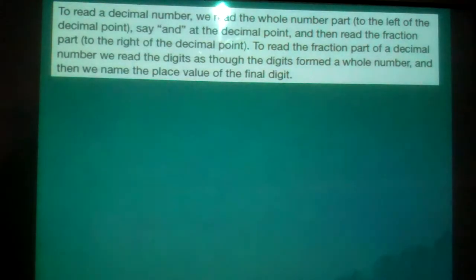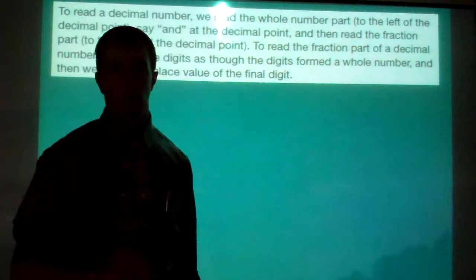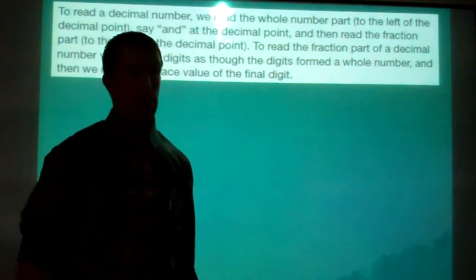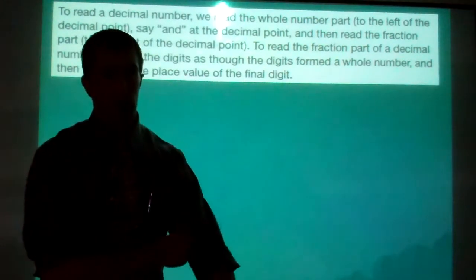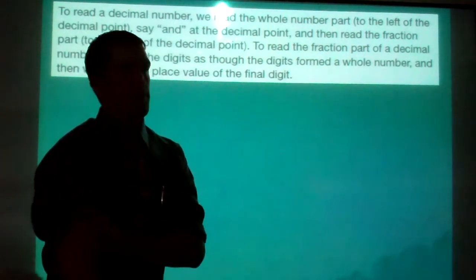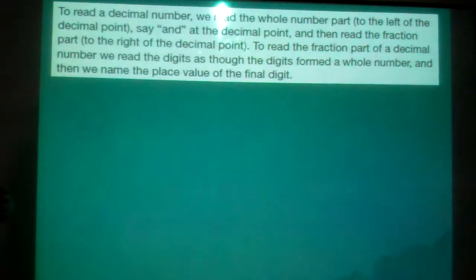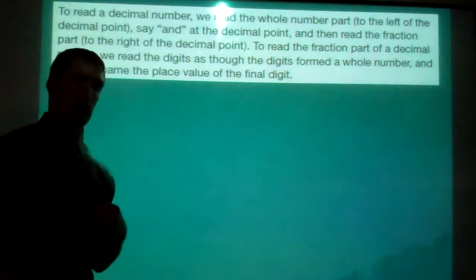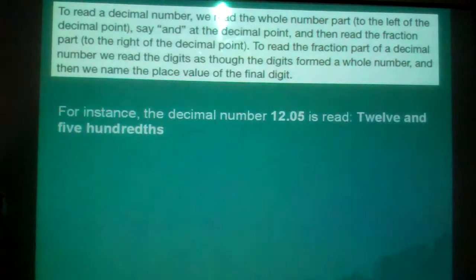Okay, the first thing that we need to cover is how to say these decimal numbers. There is an unofficial way to do it and an official way to do it. During class, the students usually hear me refer to numbers in the unofficial way, just to save time, and it's a little more convenient for me to say that. But the official way is to say "and" at the decimal point, and then we read the fraction part to the right of the decimal point, and it all depends on the place value of the last digit. That'll make more sense when we look at an example such as this one.